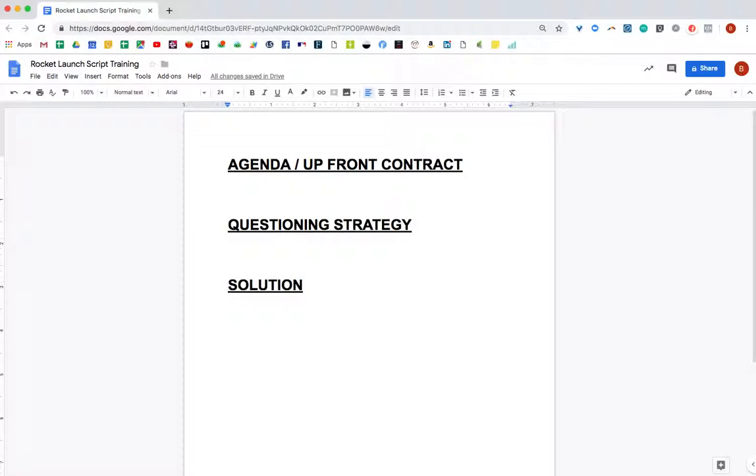Part number 3, solution. Let me tell you first what solution is not. Solution is not us telling them about what Rocket Launch is about. Some people might be watching this scratching their head, thinking, this is crazy. I'm supposed to be selling Rocket Launch, and every step of the way you're telling me not to talk about Rocket Launch. I promise you, this is the right way to go.